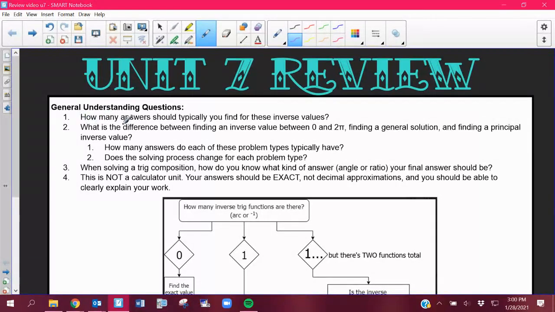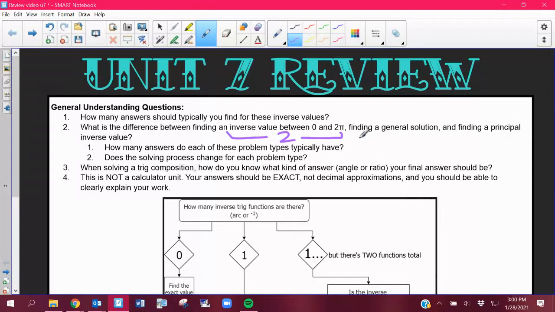What is the difference between finding an inverse value between 0 and 2 pi, finding a general solution, and finding a principal inverse value? Remember, it's what your answers look like. So if you're finding a value between 0 and 2 pi, you should have an angle measure in radians, and these should typically have 2 answers. Again, there's going to be 2 answers if you're just looking between 0 and 2 pi. They should be positive answers, and they're in radians.